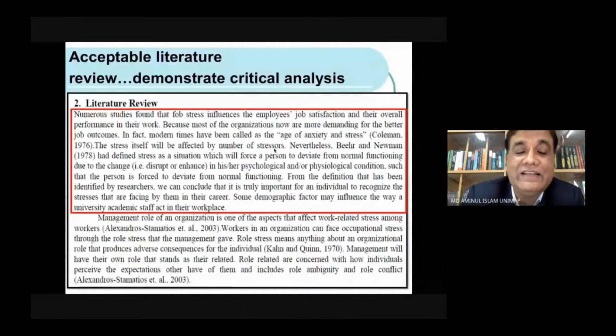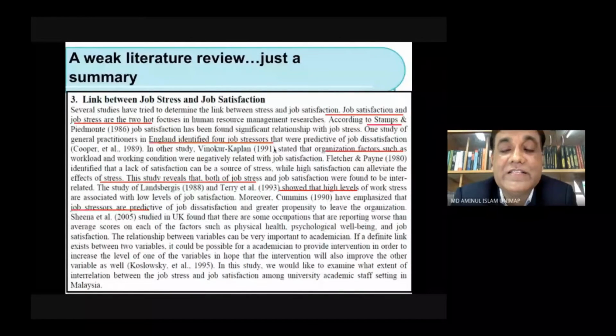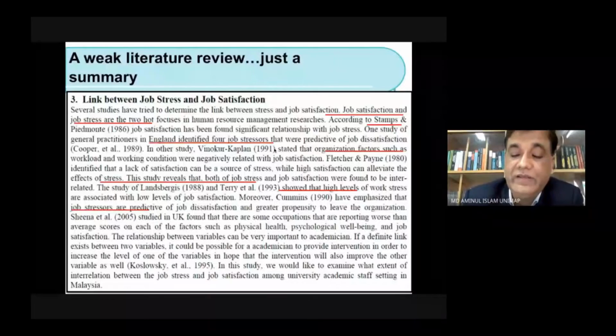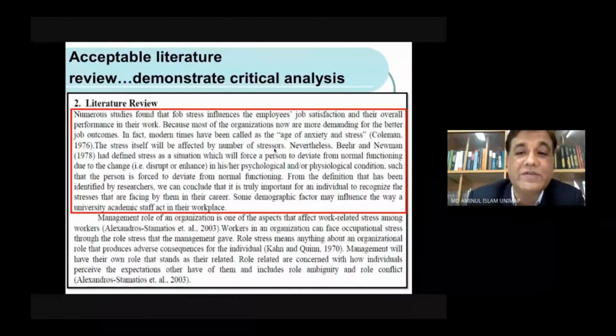Other than that, in this one you can see the link is missing. The flow is not there. Ideas are not flowing, and the sequence of presentation is not very good. It's not logical. The rationalization, the idea is not flowing as we want, and the sequence is not really very acceptable. This is an acceptable literature review, and that shows you are critical in this.